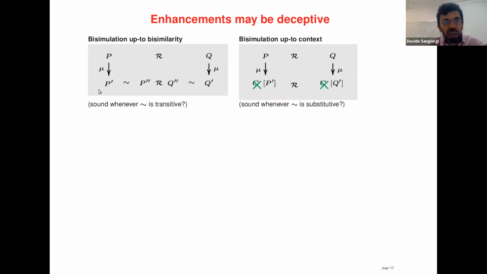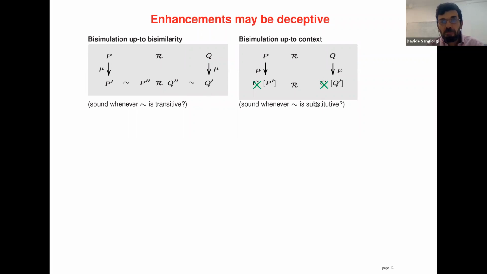Because you see, in the game, we are obtaining these derivatives p prime, q prime. We are not checking this derivative any further. We are moving to p second, q second. But if we can prove that p second and q second are bisimilar, and we know that bisimilarity is transitive, then from the equality between p second and q second, we can indeed infer that between p prime and q prime.